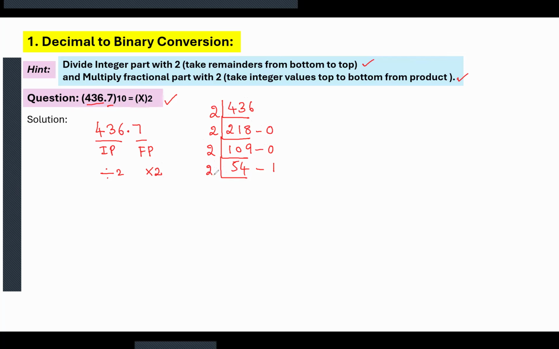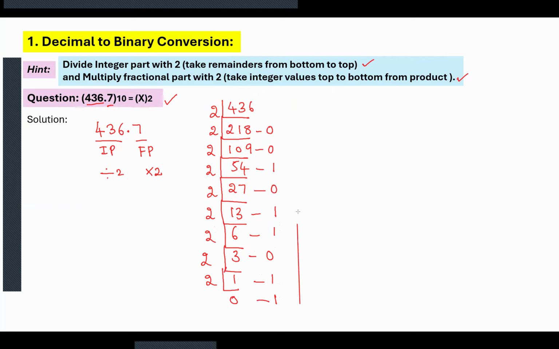Again divided with 2, this is 27. Again divided with 2, 13 with remainder 1. Again divided with 2, 6, remainder 1. This is 2 3s 6, remainder is 0. Again 2 1s are 2, remainder is 1 until this is 0. Now the remainder is 1. Now we should take the values from bottom to top. So these are the binary values for integer part.